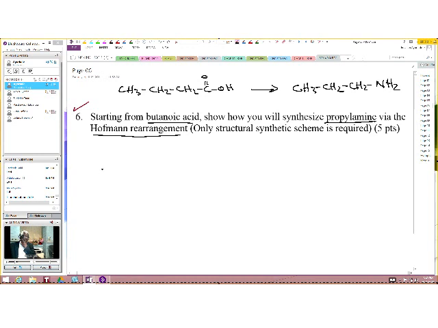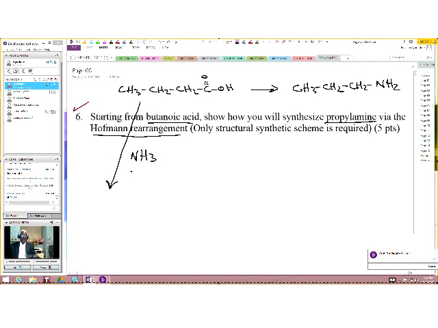So what do we do here? What do we need to do? We need the synthetic scheme. What is the first thing that we do? Okay, ammonia. Okay, very good. So we say ammonia with DCC. Very good. So you want to form an amide, a primary amide.